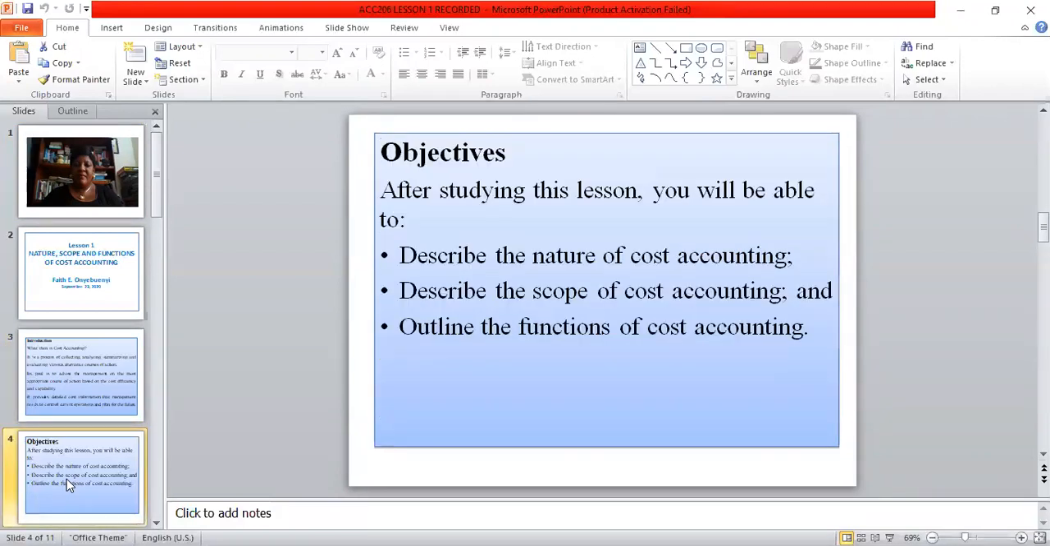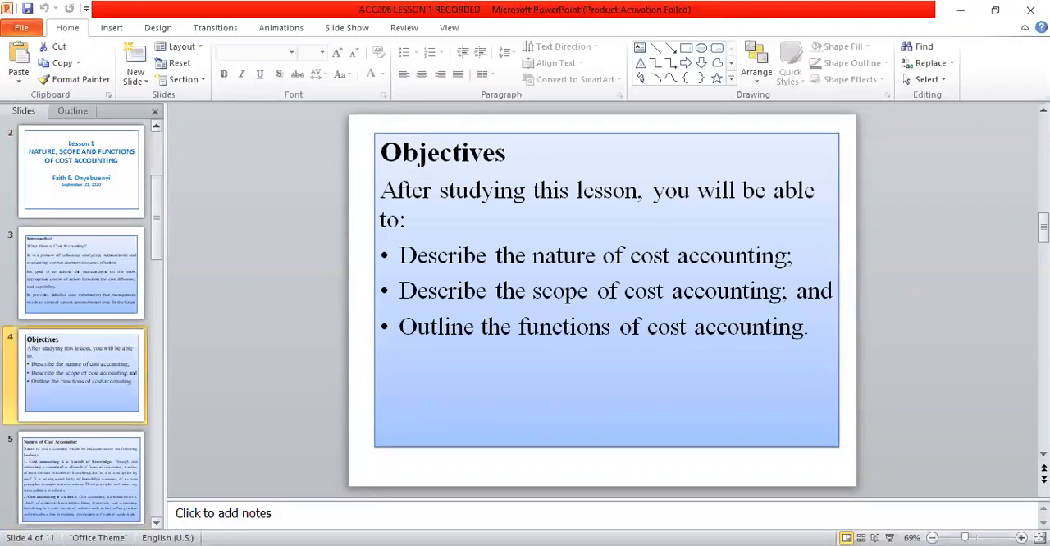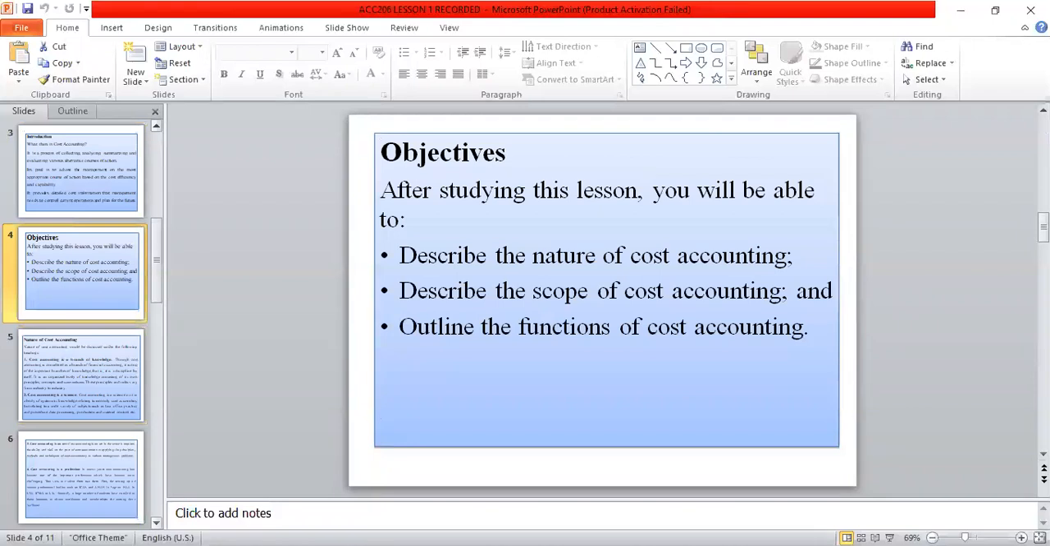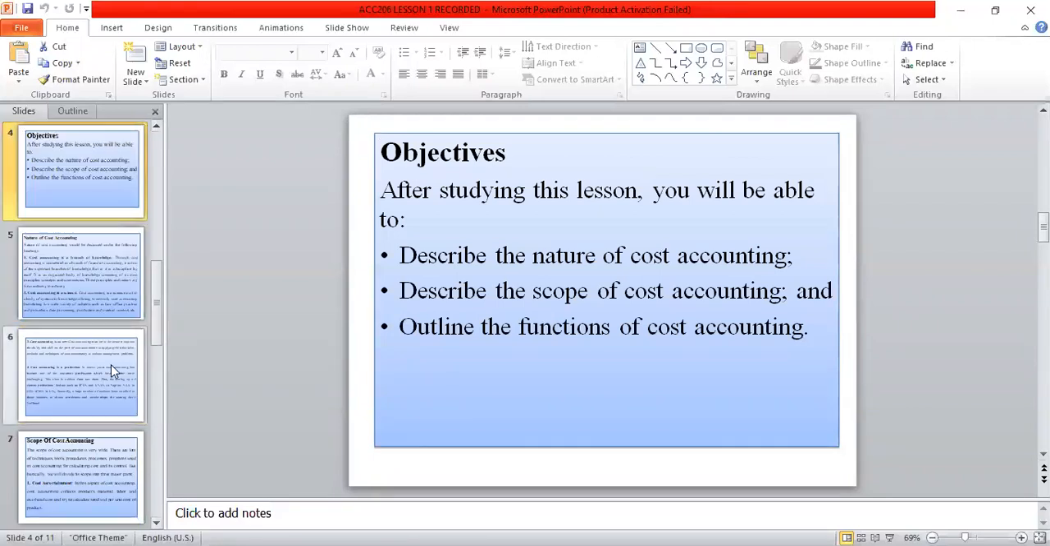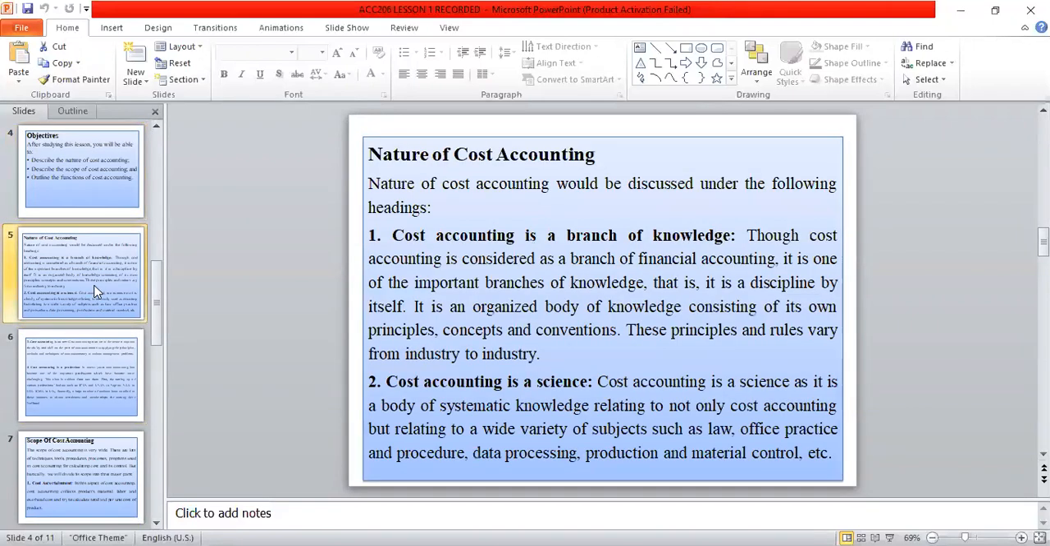Objectives of cost accounting. After studying this lesson, you will be able to describe the nature of cost accounting, the scope of cost accounting, and also outline the various functions of cost accounting. Now, we are going to be looking at the nature of cost accounting. Its nature could be discussed under the following headings.